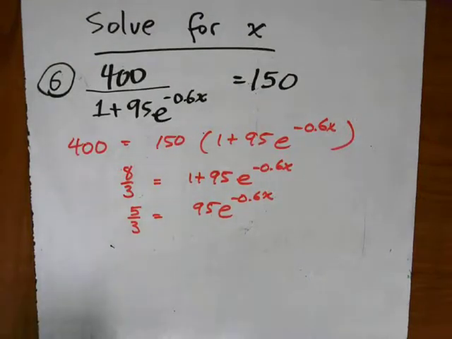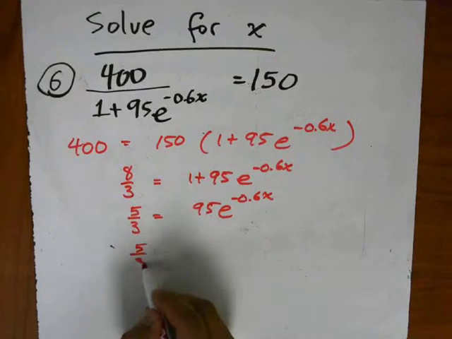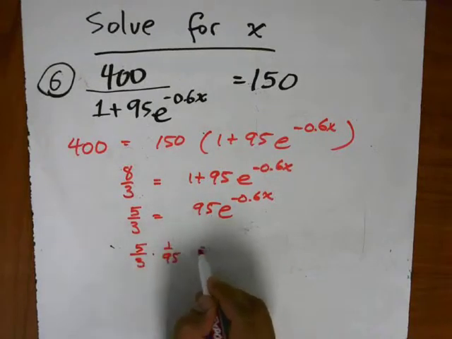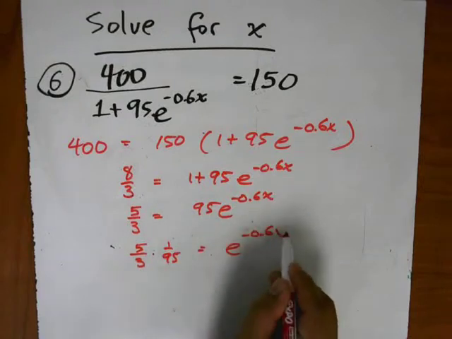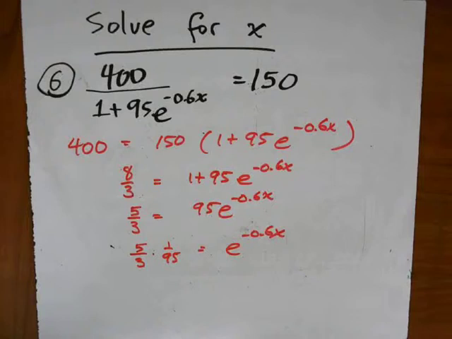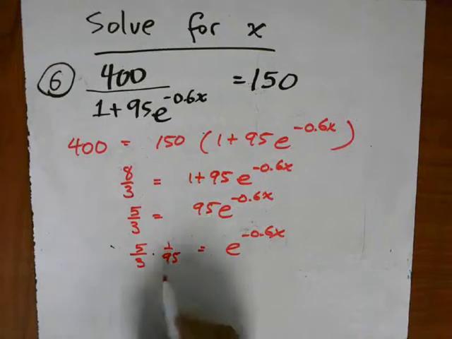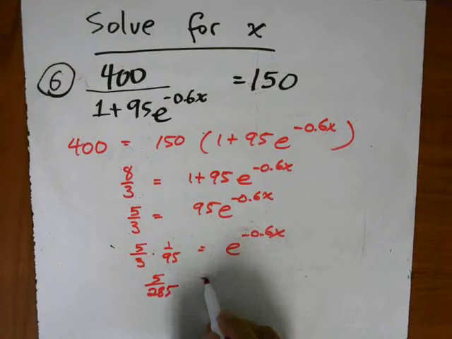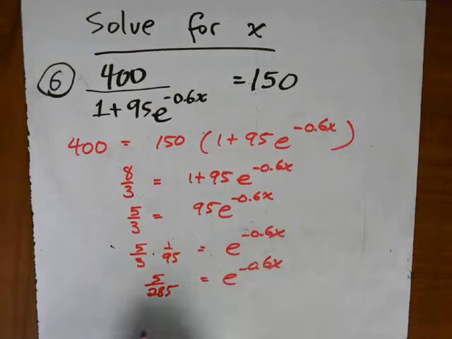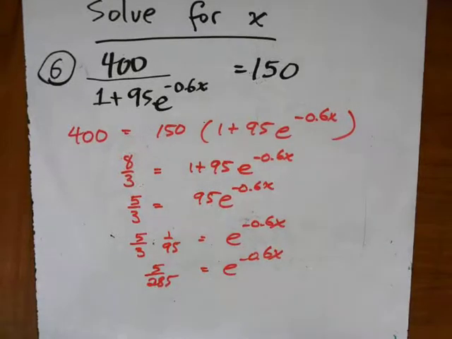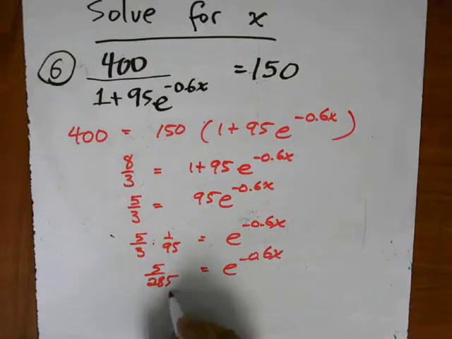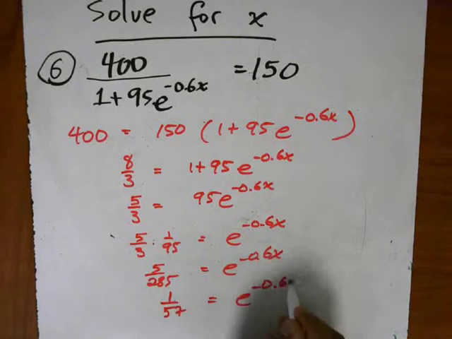So I'm going to divide by 95, or in other words, multiply by 1 over 95, equals e to the negative 0.6x. So I'm going to get 5 over 285 equals e to the negative 0.6x. Let's reduce this fraction here. So 5 over 285 comes out to 1 over 57 equals e to the negative 0.6x.